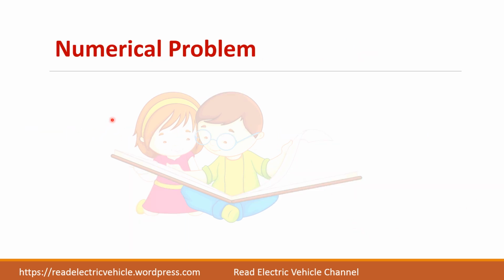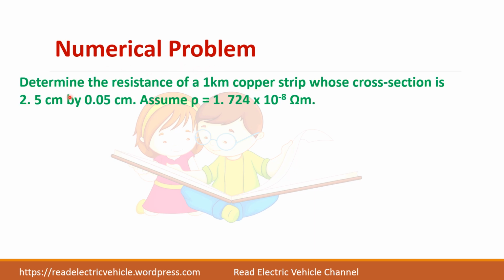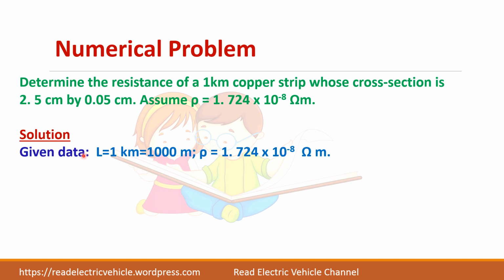So let us solve one small problem. Determine the resistance of a 1 kilometer copper strip whose cross section is 2.5 centimeter by 0.05 centimeter. Assume rho is equal to this value. So first let us write the given data.